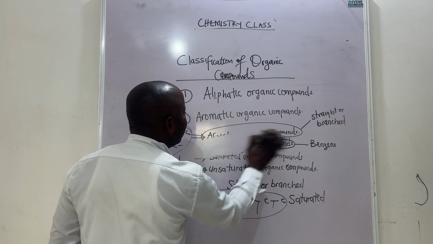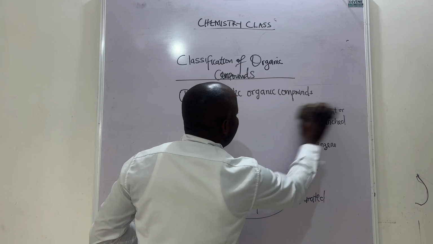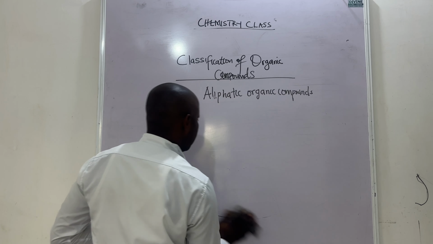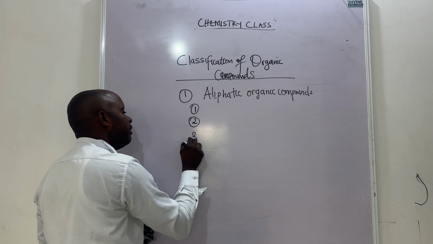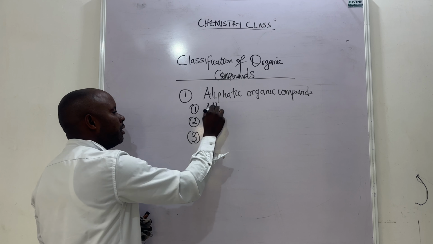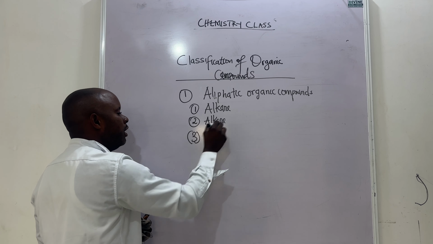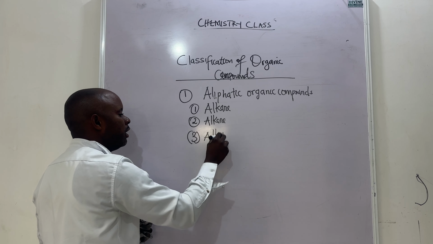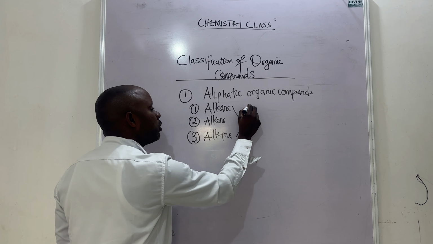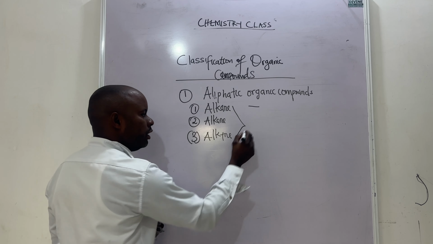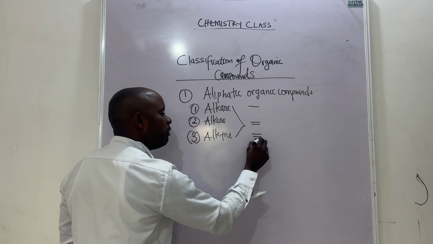We're going to move directly to the classification under aliphatic organic compounds. Aliphatic organic compounds are divided into three families. We have the alkane, the alkene, and the alkyne. This is the major classification. For alkane, carbon to carbon is made up of a single bond. Alkene, carbon to carbon is made up of double bond. Alkyne, carbon to carbon is made up of what?